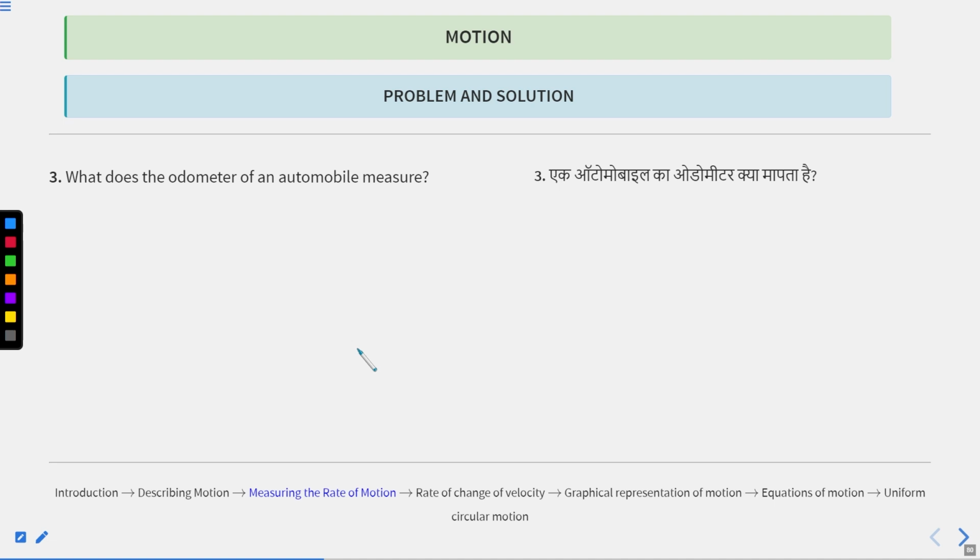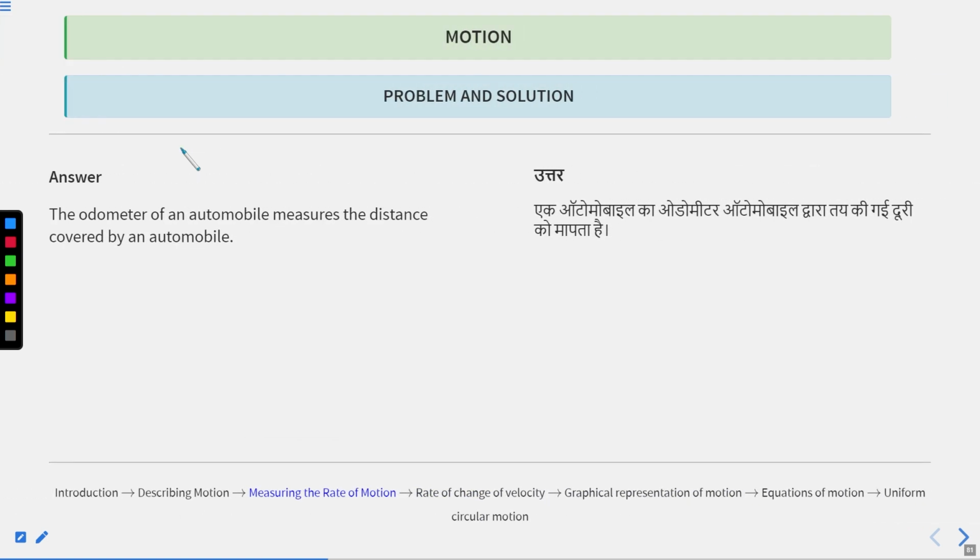Question number 3: what does the odometer of an automobile measure? In that example from Bhubaneswar to Delhi, we talked about the odometer. It measures distance. So the odometer measures the distance covered by the automobile. Clear, class?